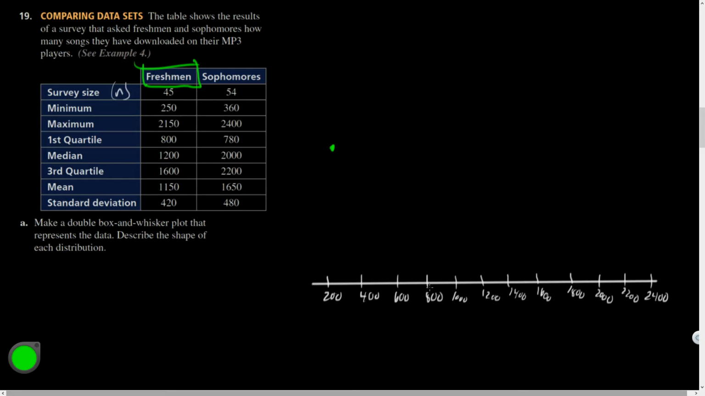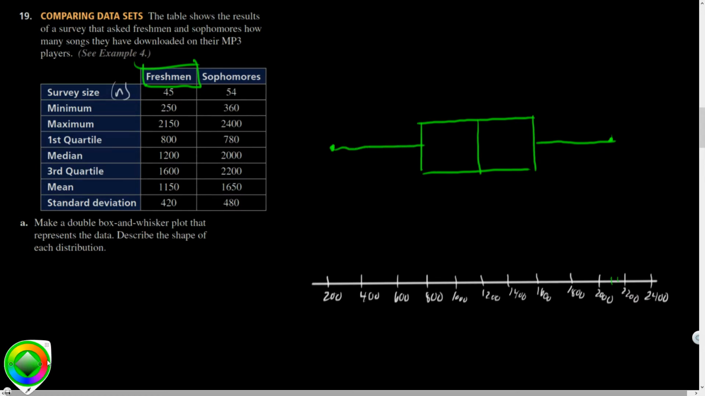Let's see. The quartile 1 is at the 800. So I'm going to have a vertical line right there. The median was at 1200. Third quartile is at 1600. And the maximum was 2150. Let's see, right here is 2100. 2150 would be a quarter of the way, 3/4, I guess, towards 2200. You guys agree with that? You see my logic? All right. Look at that box.